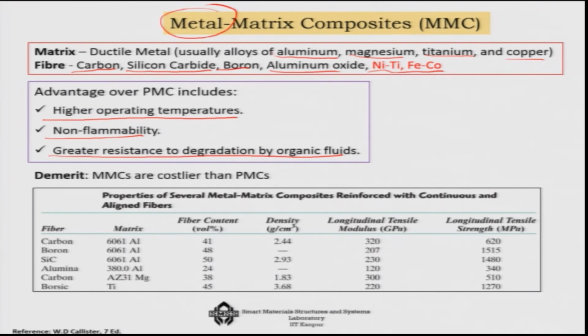I have given here, just for comparison's sake, several metal matrix composites which are reinforced with continuous and aligned fibers like carbon fibers, etc. One important thing you have to see here is that the fiber content cannot be too high. Sometimes it is quite low. In fact, this is the only case where it is a little high, and the density you are achieving is not very low in comparison to polymer composite. On the other hand, the strength you are getting can be very high, in some cases like boron and silicon carbide. So, that is what metal matrix composites are.